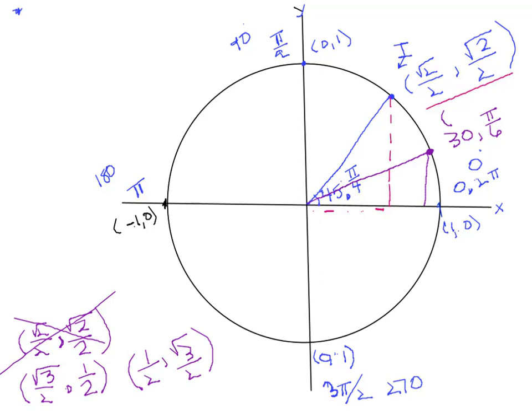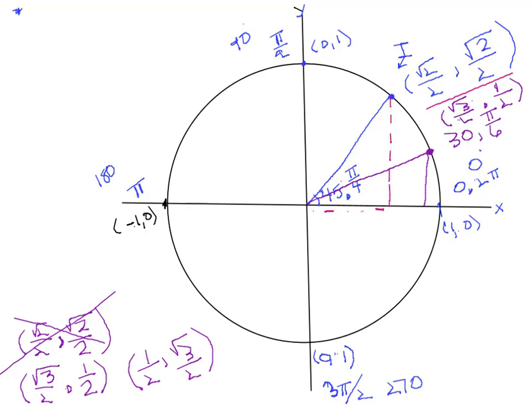So because at pi over 6, the x value is bigger than the y value, the point out here is the square root of 3 over 2, comma, 1/2. These are all over 2. I'm sorry they're not showing up very clearly. Okay? So that's how I remember which one's which.